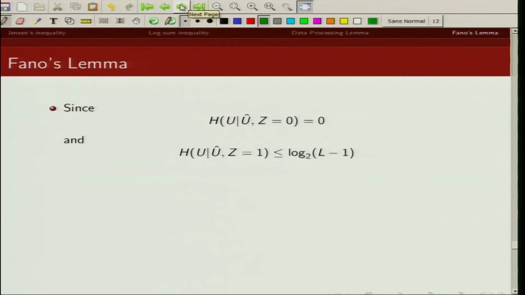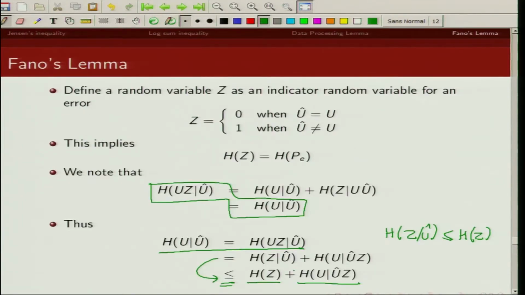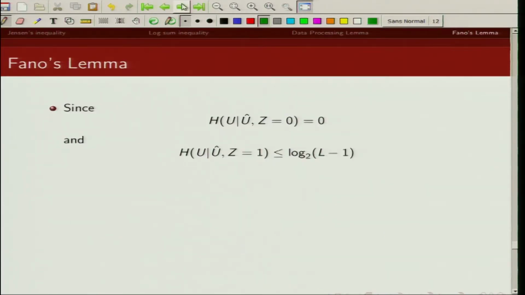Next, we are going to look into this expression in a little more detail. So let us look at this expression. We will first look at it when Z is 0, and then we will look at the case when Z is 1.